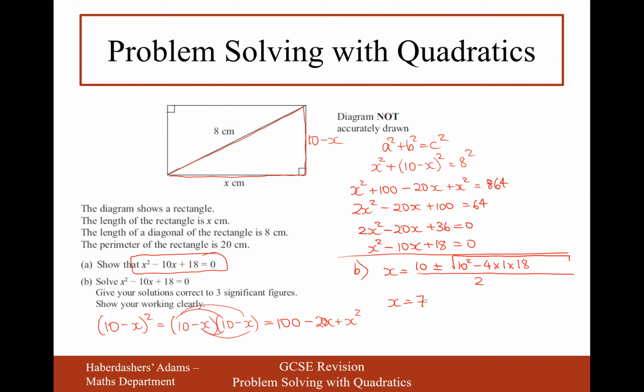and the answer is 7.65 to three significant figures, or the minus solution is going to be 2.35. And there we are. So it says here, give your solutions. Because that's a plural, I'm expecting there to be two solutions to this equation. So 7.65 or 2.35.